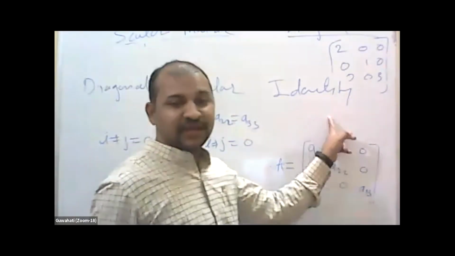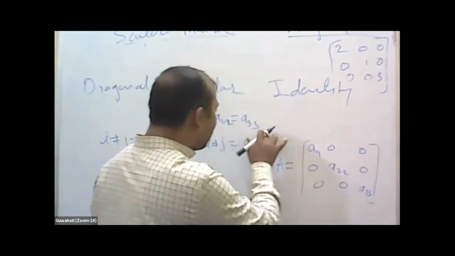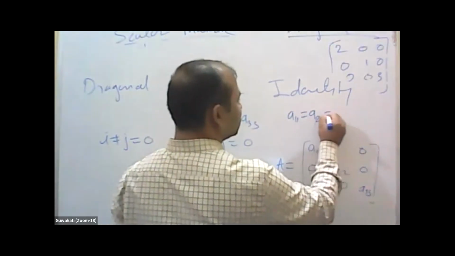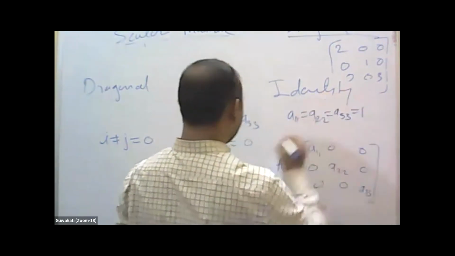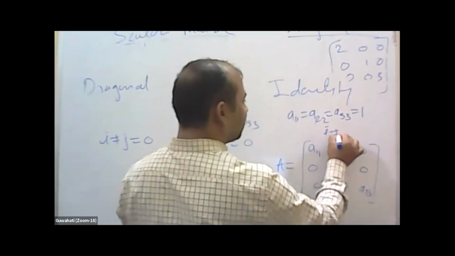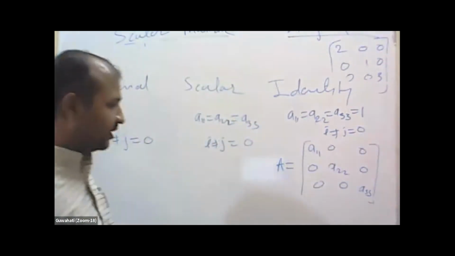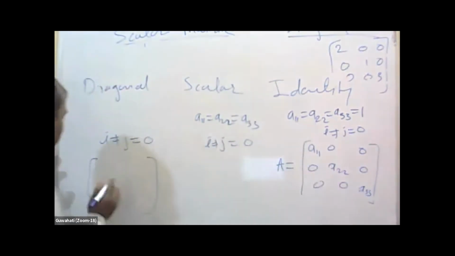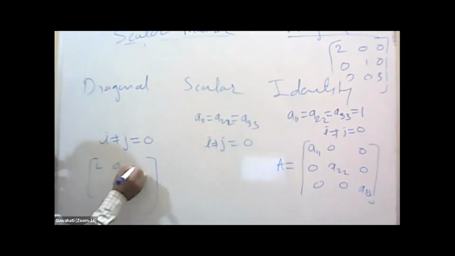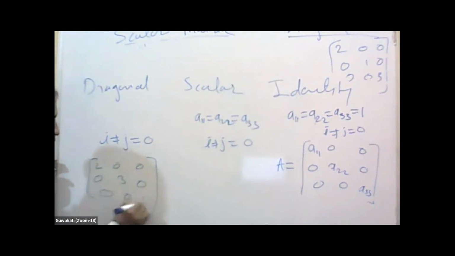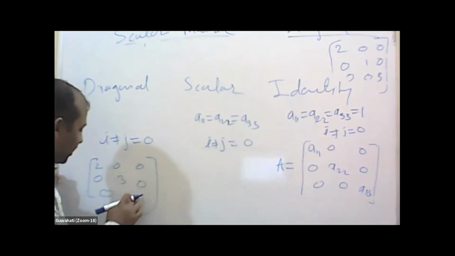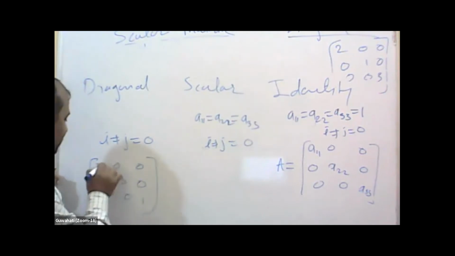So what is happening in the identity matrix? All these diagonals, A11 equals A22 equals A33, should be 1, and this will be carried forward: i different from j should be 0. Alright. So what are the examples of these? Suppose this is the general one I gave. So suppose here we have 2 0 0, 0 3 0, 0 0 1. So this is a diagonal matrix because the diagonal elements are non-zero and the rest are 0 elements, right?